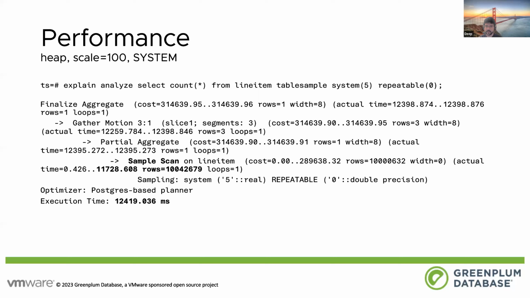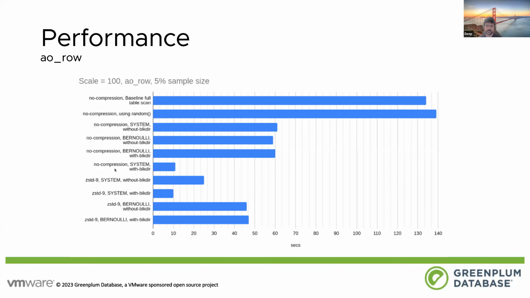So it's going to be almost as bad as a full table scan. Now, in terms of performance for the scan, if you do look at system, you see the dramatic difference just because we are not processing that many tuples and saving so much on I/O. So these are all expected. Now let's come to AO-row.